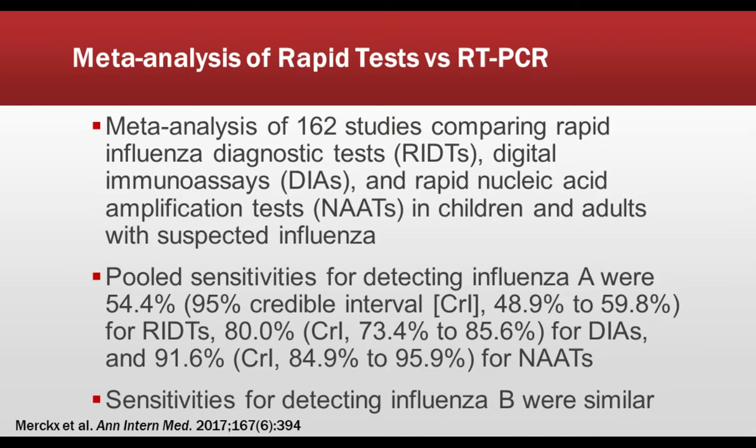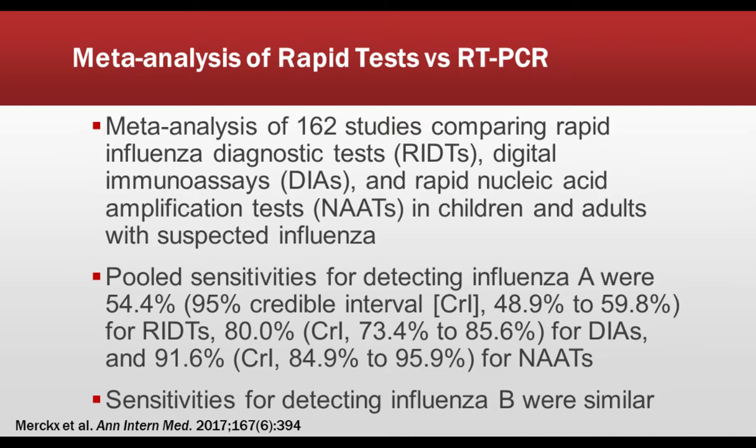The bottom line, shown in the second bullet, is that the pooled sensitivity for the rapid tests was 54%. You're missing half the cases. For the DIAs, better, 80%. For the molecular tests, 92%. Again, highlighting the deficiencies of the rapid tests.